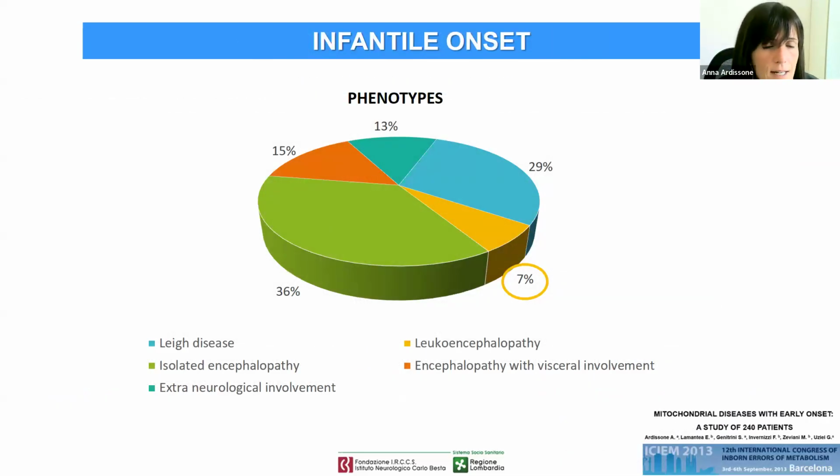Moving on, infantile onset, where knowledge is increasing. About this topic, I share with you the analysis of a cohort of our patients. This is a study performed on early-onset mitochondrial disease, studying 240 patients. As you can see, the most common phenotype is Leigh disease, as expected, but 7% of patients presented a pattern of leukoencephalopathy.